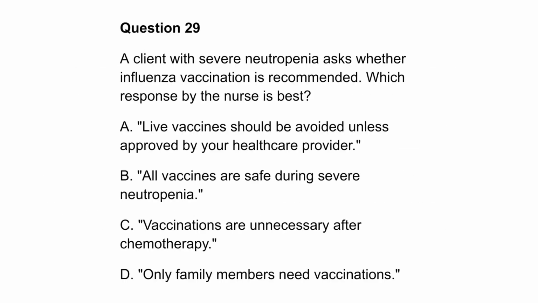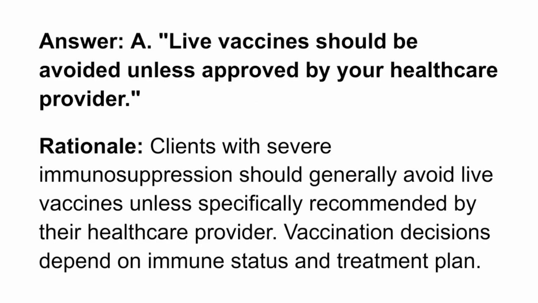Question 29. A client with severe neutropenia asks whether influenza vaccination is recommended. Which response by the nurse is best? A. Live vaccines should be avoided unless approved by your healthcare provider. B. All vaccines are safe during severe neutropenia. C. Vaccinations are unnecessary after chemotherapy. D. Only family members need vaccinations. Answer. A. Live vaccines should be avoided unless approved by your healthcare provider. Rationale: clients with severe immunosuppression should generally avoid live vaccines unless specifically recommended by their healthcare provider. Vaccination decisions depend on immune status and treatment plan.